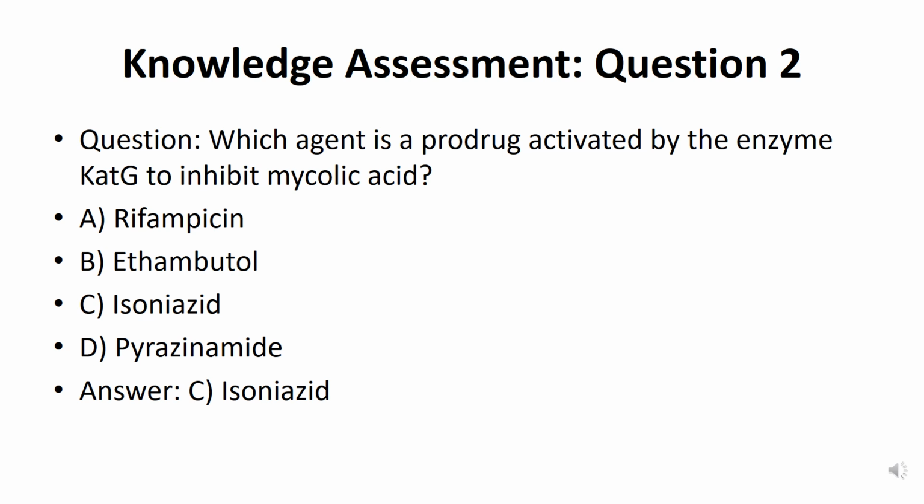The key point to remember is simple. KatG activates isoniazid. Activated isoniazid blocks mycolic acid synthesis. Loss of mycolic acids weakens the bacterial cell wall, and a damaged cell wall leads to bacterial death. Whenever you see the terms prodrug, KatG, and mycolic acid inhibition in the same question, think of one drug immediately. Isoniazid. That's why the correct answer is C, isoniazid.